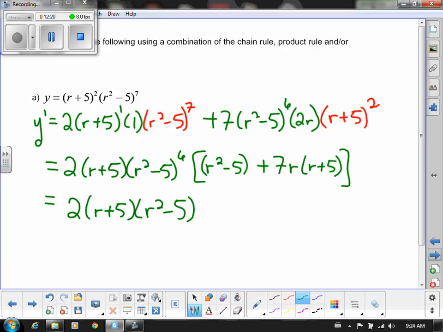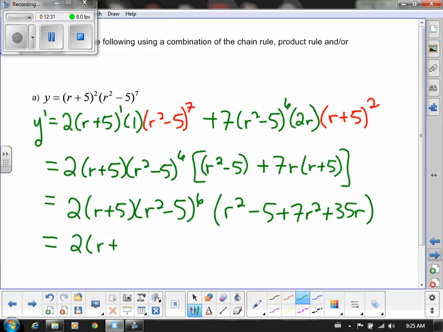So we have a simplifying step at this point. So this becomes r squared minus 5 plus 7r squared plus 35r. So our very final answer, that gives us our final answer. So now the functions we can use are going to be a little bit more complicated. So that's the power rule, product rule, and chain rule all in one.